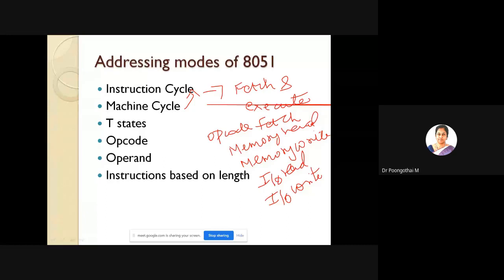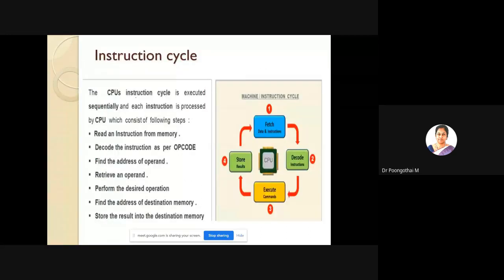I will explain instruction cycle here. So first the CPU initiates the program execution by fetching the instructions one by one from the main memory. Okay. So here the instruction cycle consists of a sequence of these operations. First, read an instruction from memory, either data or instruction. And next, decode the instruction as per the opcode. And find the address of the operand and retrieve the operand.